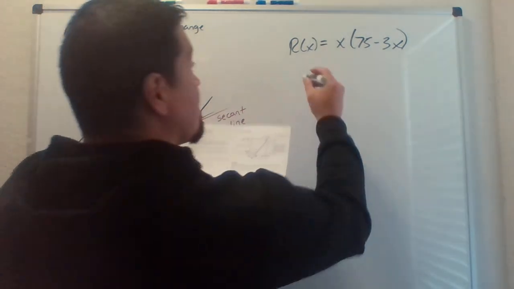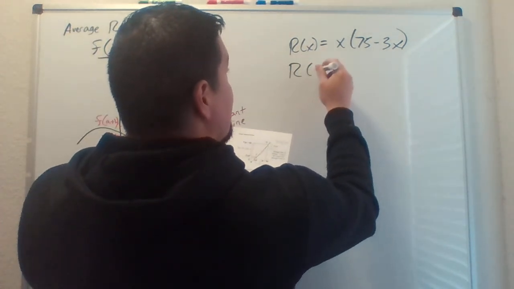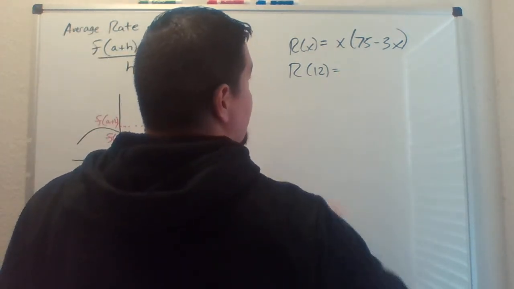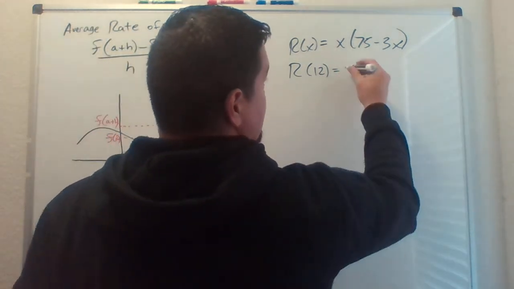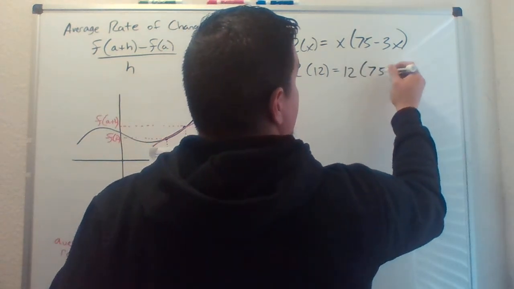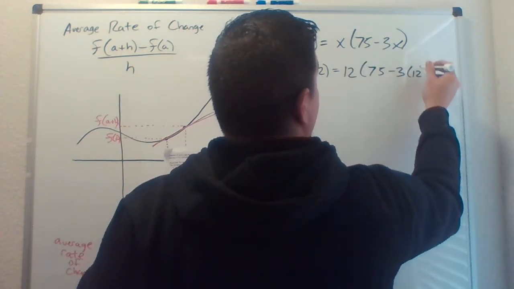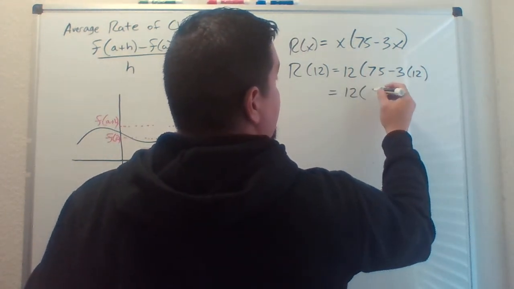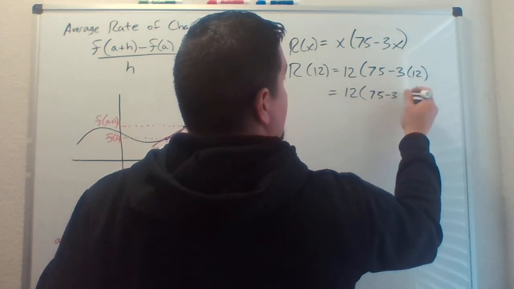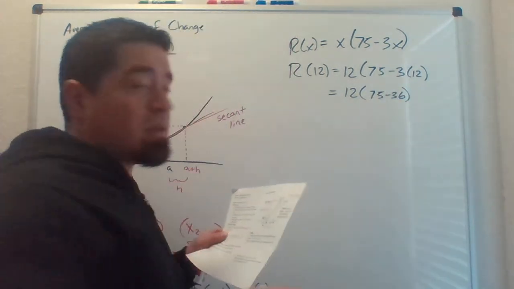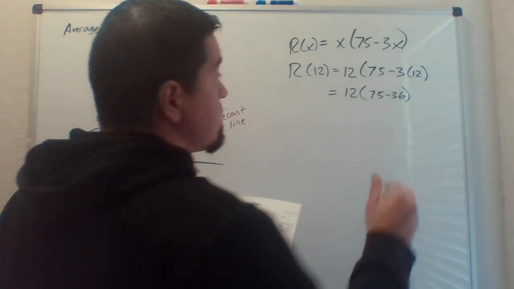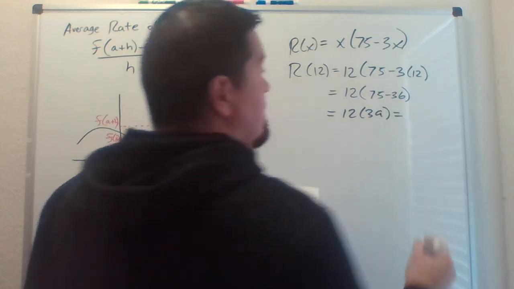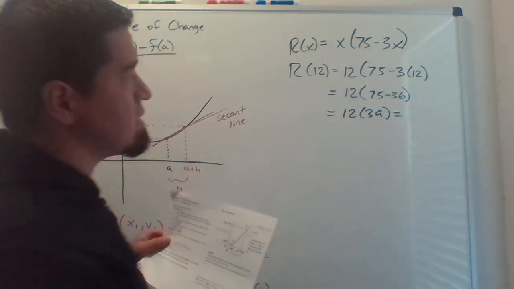Hopefully what you thought of is you want to plug in 9 and plug in 12, or substitute. So then you would do 75 minus 3 times 12, which is 36. 75 minus 36 is 39. 12 times 39 is 468.